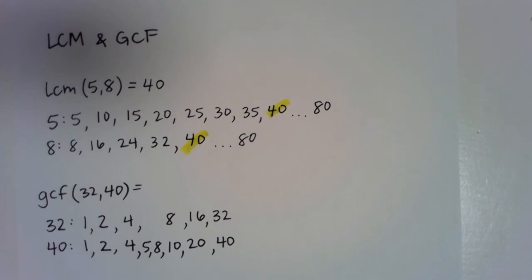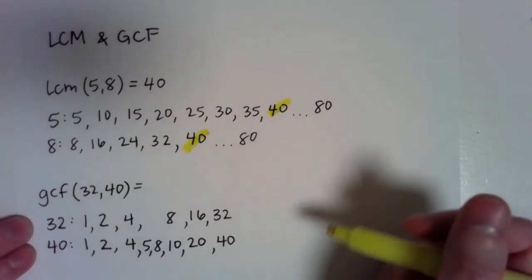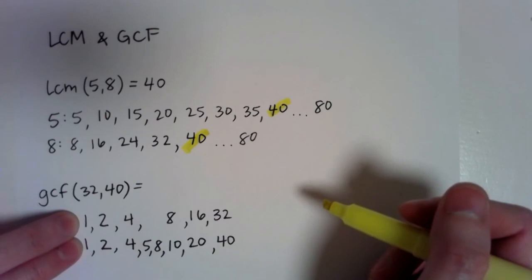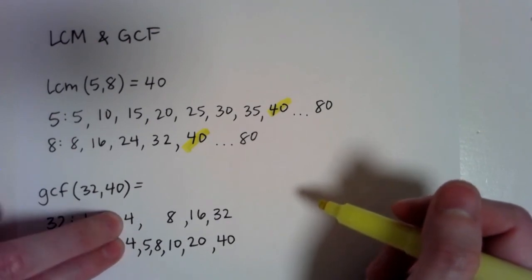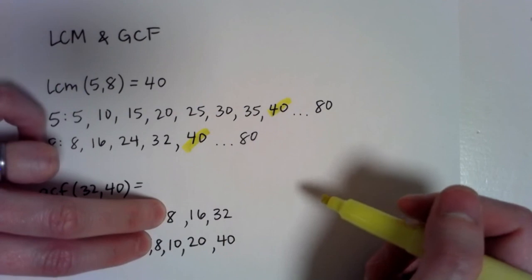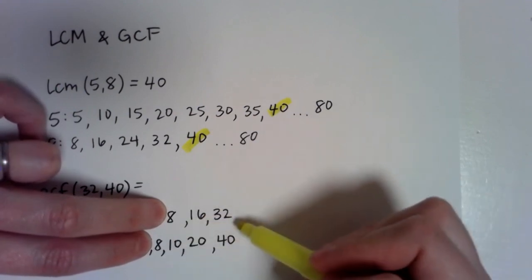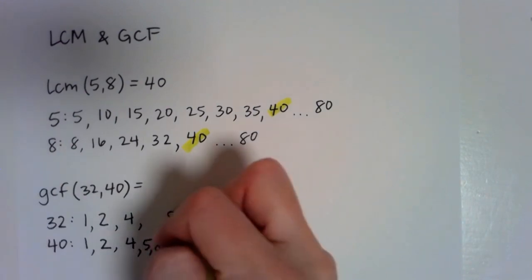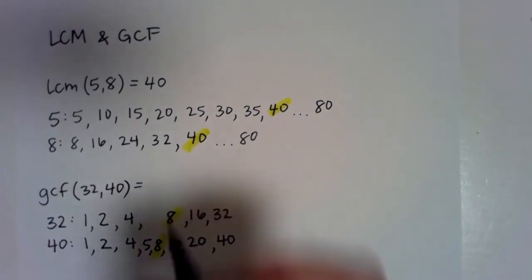So we need to find the factor that these two numbers have in common that's the greatest. They both have 1 in common, but that's not the greatest. They both have 2 in common, but that's not the greatest. They both have 4 in common. That's not the greatest. They also have 8 in common. I think that might be the greatest. If I look at my other factors, there's nothing else in common that's greater than 8. So 8 is my greatest common factor between 32 and 40.